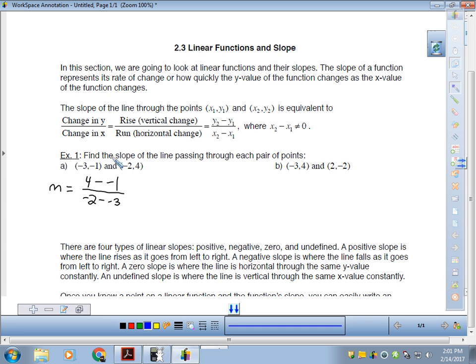You might notice on both top and bottom I have minus a negative. Remember that minus a negative really means plus. And so on top we have 4 plus 1, which is 5. On bottom we have negative 2 plus 3, which is 1. 5 over 1 is 5.